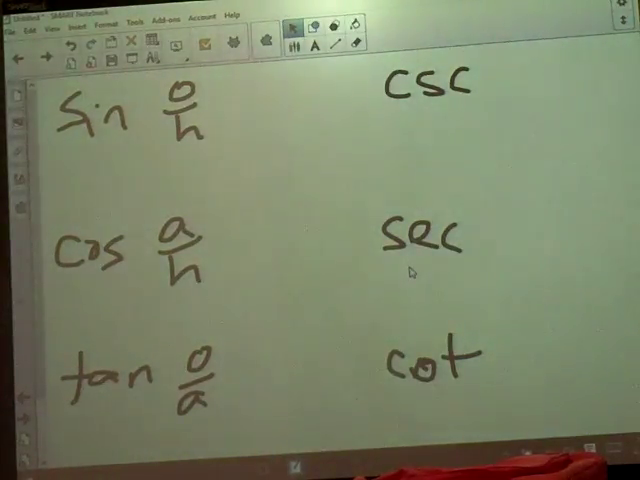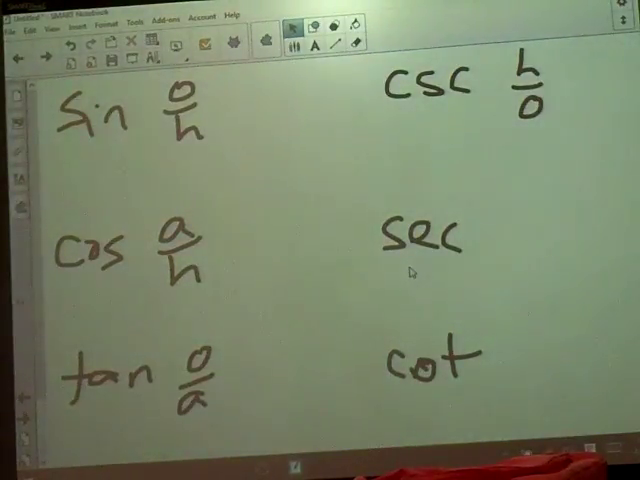Okay, now the ones I wrote straight across from it are easy to remember because you just take the reciprocals. So if sine is opposite over hypotenuse, that means cosecant is hypotenuse over opposite. You just flip it. And we're doing this stuff in Algebra 2 right now. They've got a test over it tomorrow.